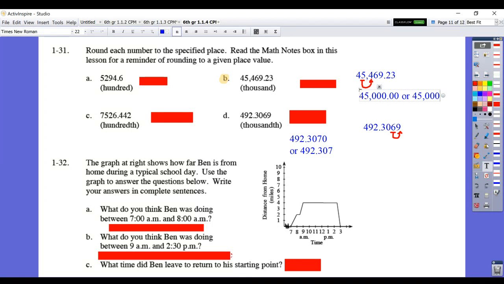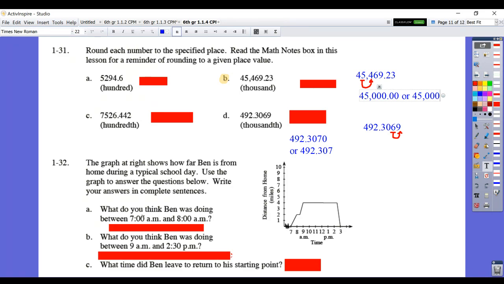For 132, they are showing you a graph that shows how far Ben is from home during a typical school day. So at 7 a.m. he's at home, and then he starts going away from home. By about 8, it looks like he's about 2 miles from home. Then he stays at that location for a little while, and by about 8:30 he starts going further away from home till about 9 o'clock. He's 4 miles from home. He stays there until maybe about 2:30, and then he starts heading straight back till he gets all the way back to the house.